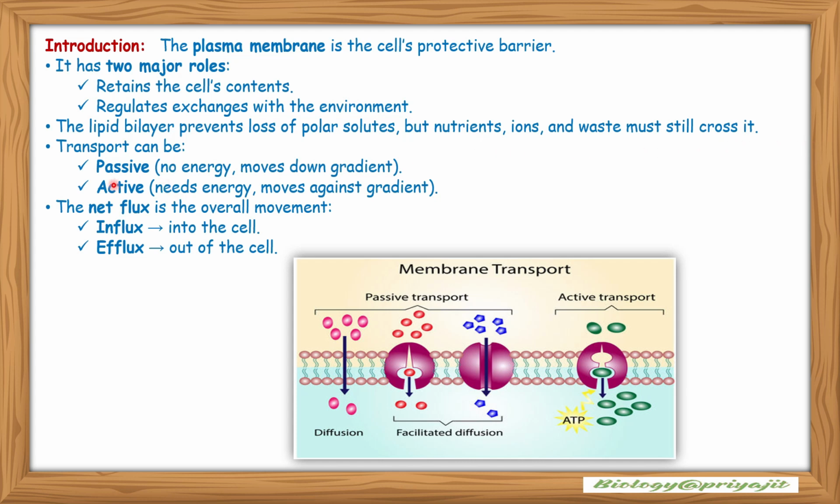Transport can be either active or passive transport. Active transport needs energy and moves against the gradient, but passive transport needs no energy and moves down the gradient. The net flux is the overall movement. Influx means into the cell and efflux means out of the cell. The image shows membrane transport, both active and passive. Passive transport can be of two types, diffusion and facilitated diffusion.